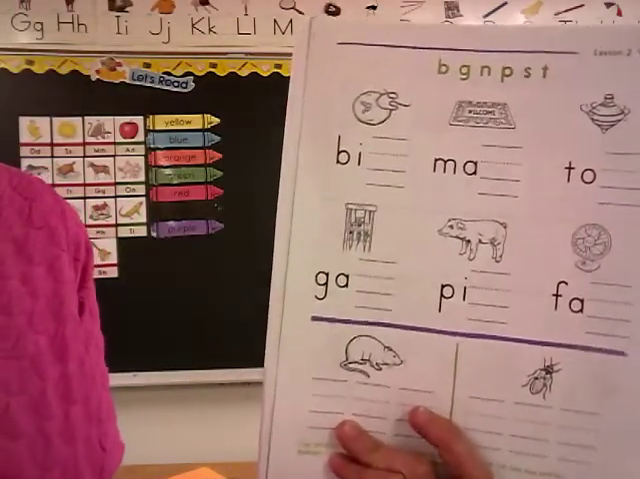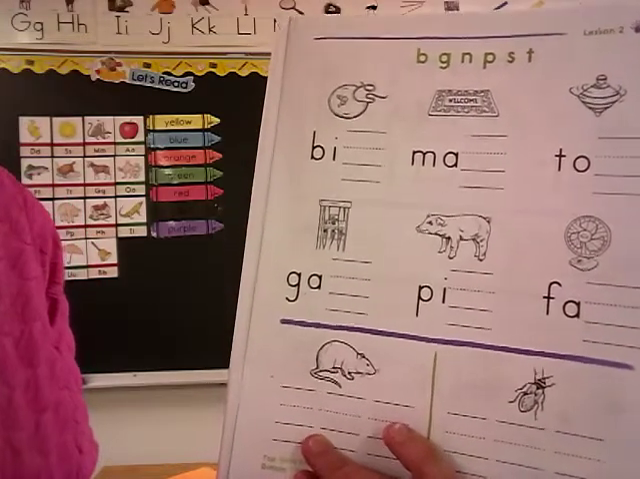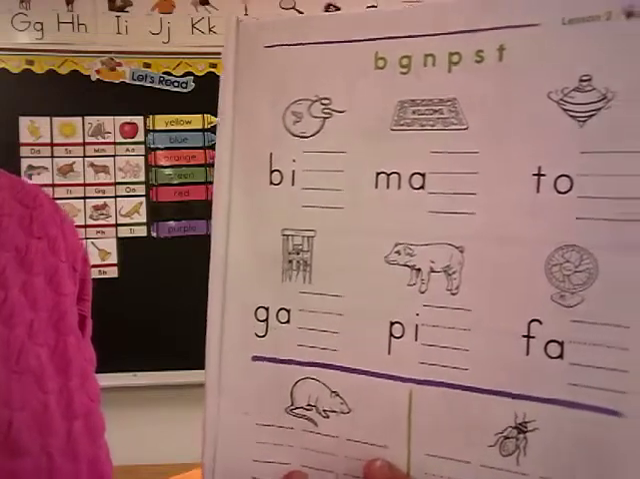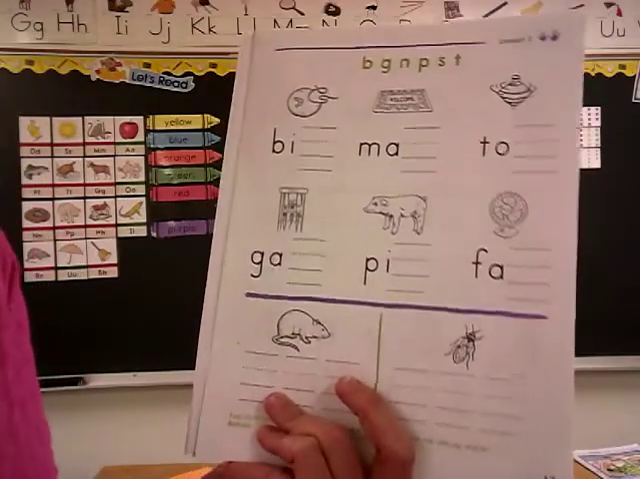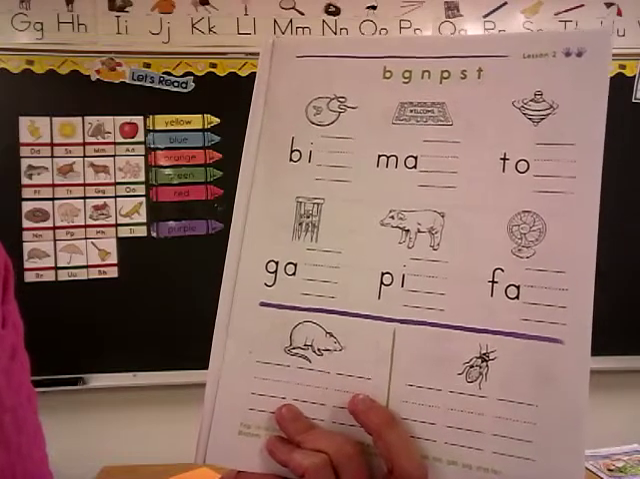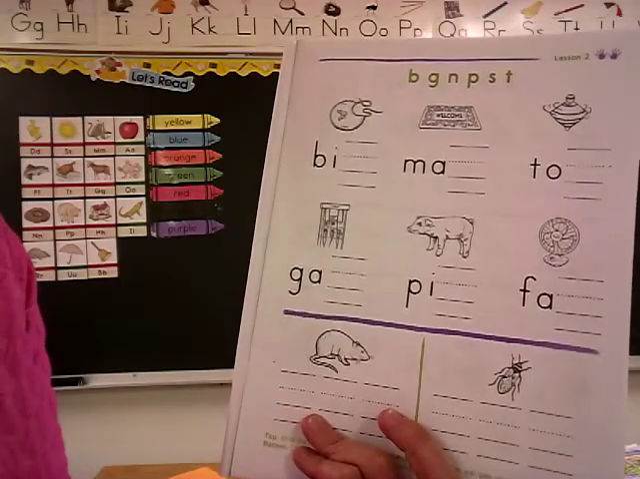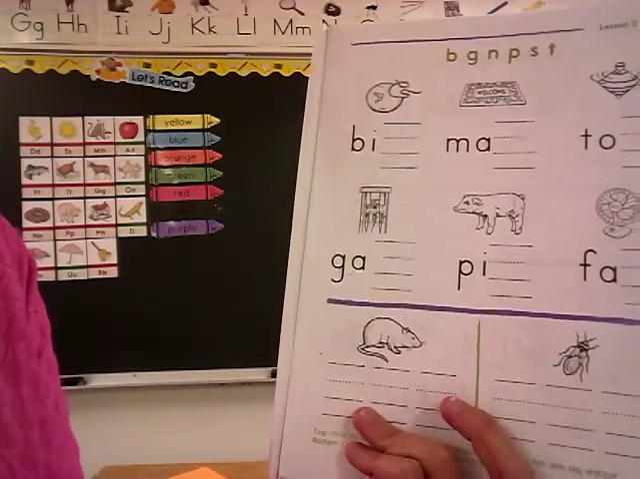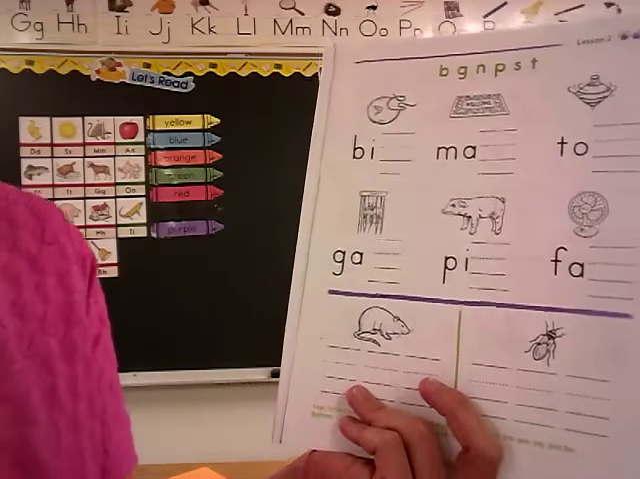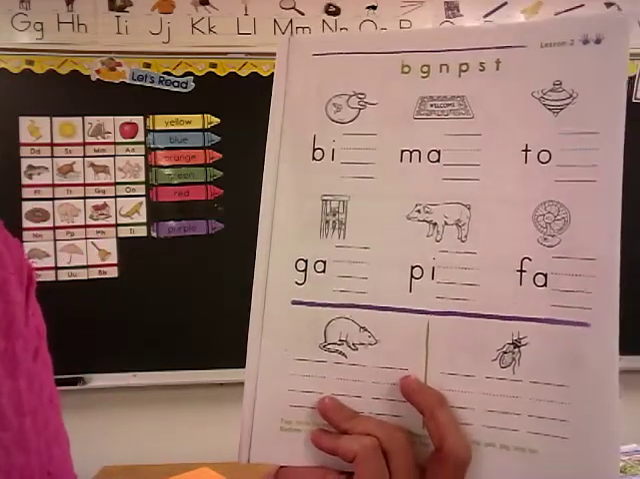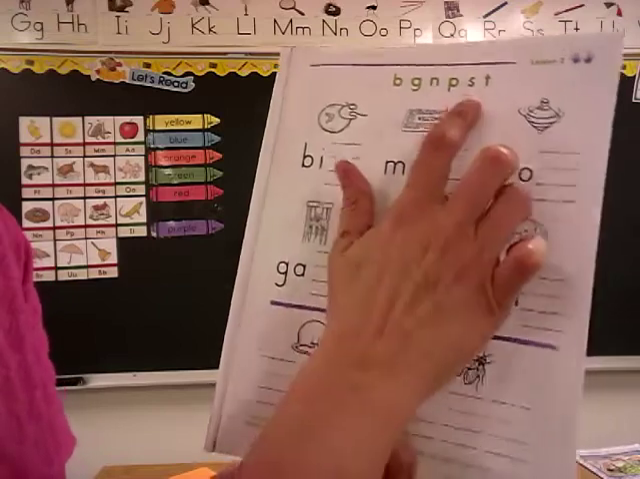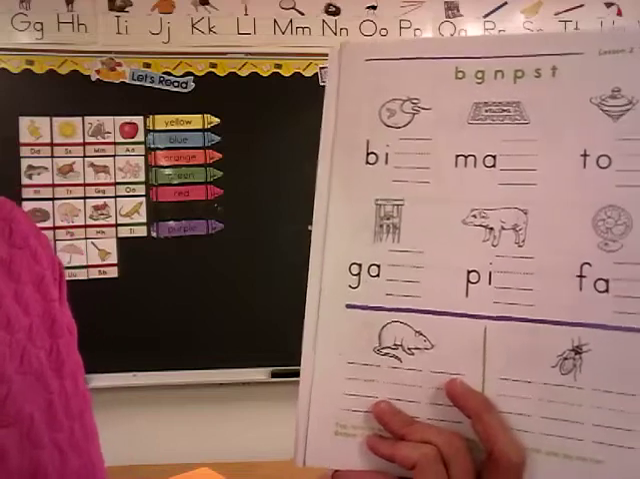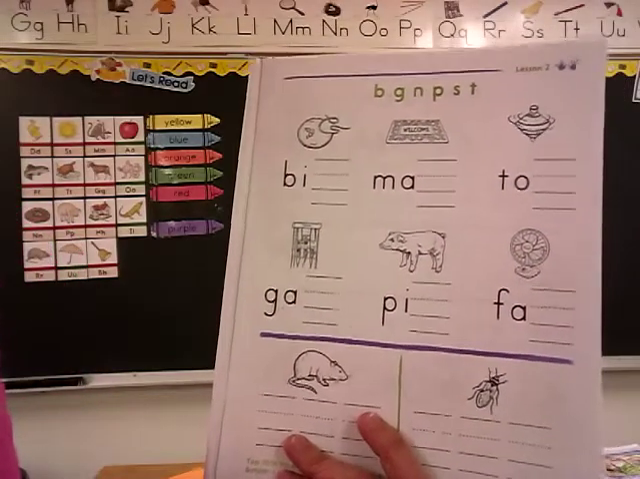Listen to the ending sound. It's mat. Mat. Which one of these letters makes the ending sound of mat? Whenever you know, write it on the line. Isn't it the T? M-A-T. Mat. And T says T.